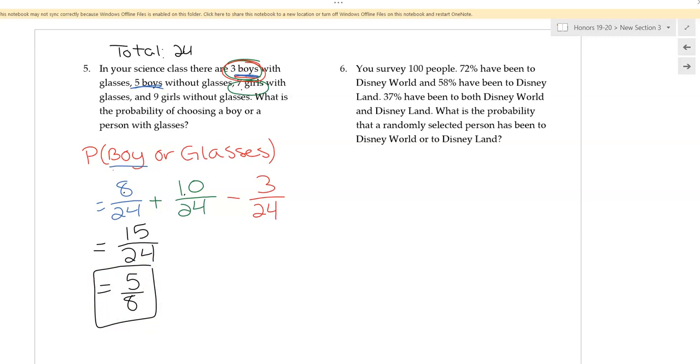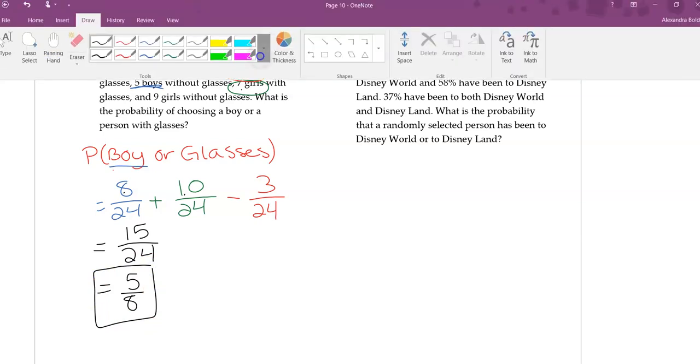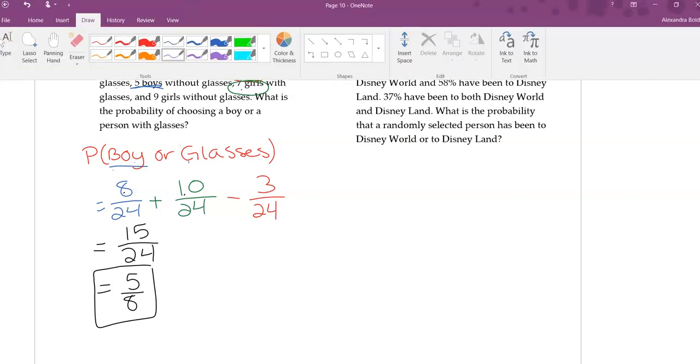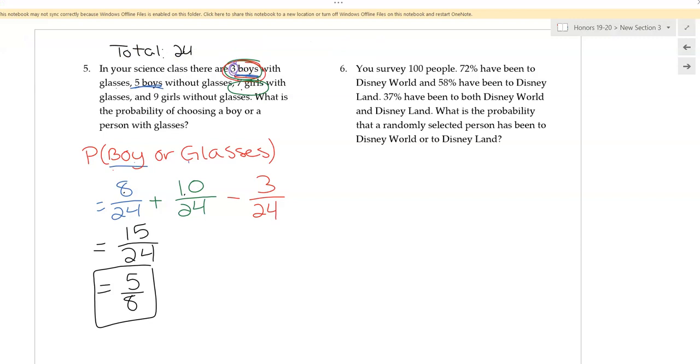Okay. Again, the other way to think about this problem is go through your numbers and think about which ones fit either of these things. Boys with glasses. That fits both of them. So there's this 3, right? Boys without glasses. Well, they're still boys. They fit at least one of the things. 7 girls with glasses. They have glasses. 9 girls without glasses. That one doesn't fit at all. So 3 plus 5 is 8, plus 7 is 15. Okay? So there's always kind of 2 ways to count up these problems.